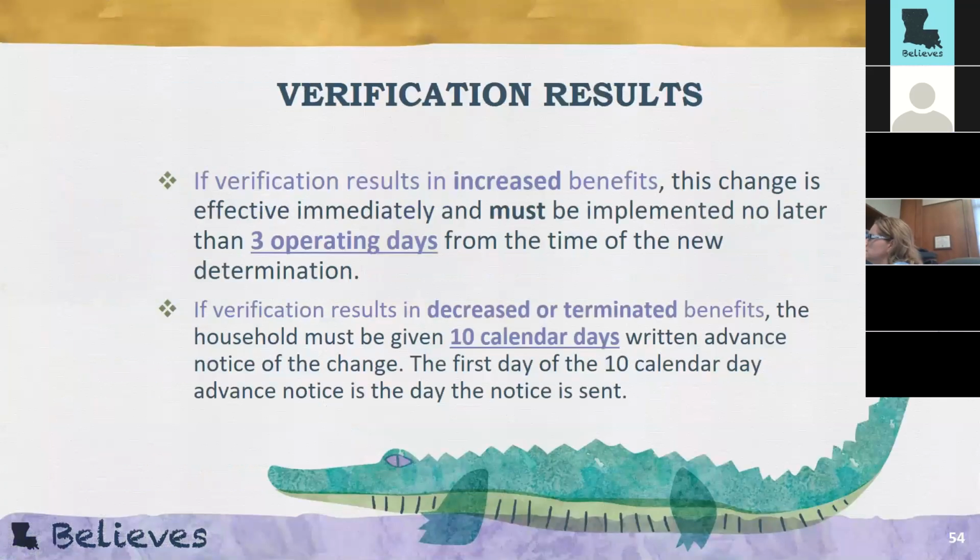If verification results in increased benefits, this change is effective immediately and must be implemented no later than 3 operating days from the time of the new determination. If verification results in decreased or terminated benefits, the household must be given a 10 calendar day written advance notice of the change. The first day of the 10 calendar day advance notice is the day the notice is sent.